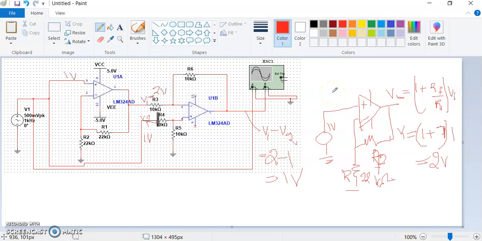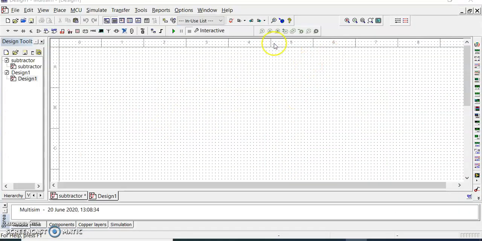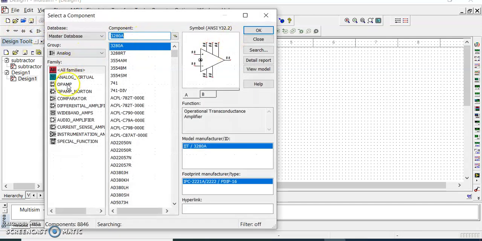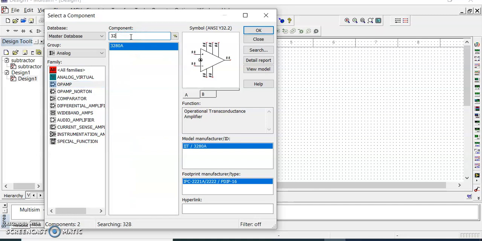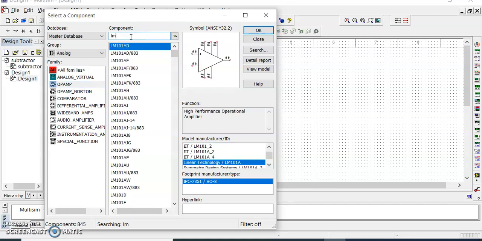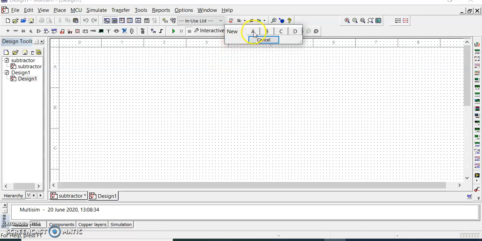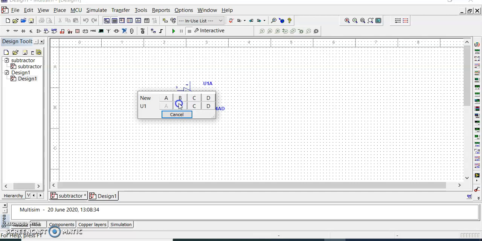Okay, let me execute this in our NI Multisim software. I have opened NI Multisim software, National Instruments. Take the op-amp LM324AD. Take the first op amp. For the same IC, I already used the first op amp, so I am going to take the next op amp. The pin numbers of the next op amp are changed.